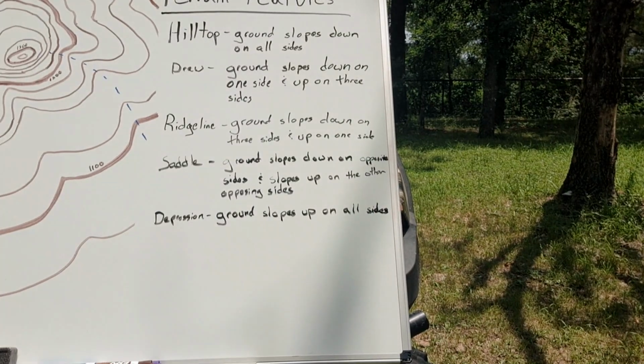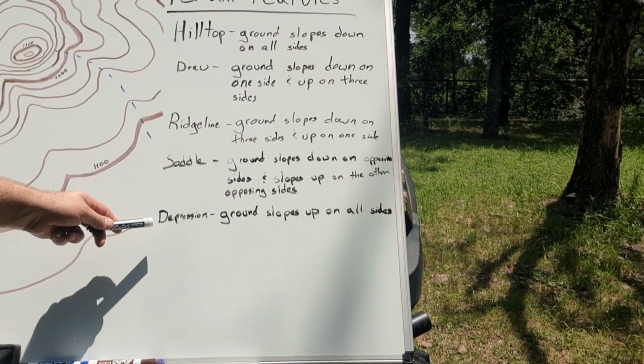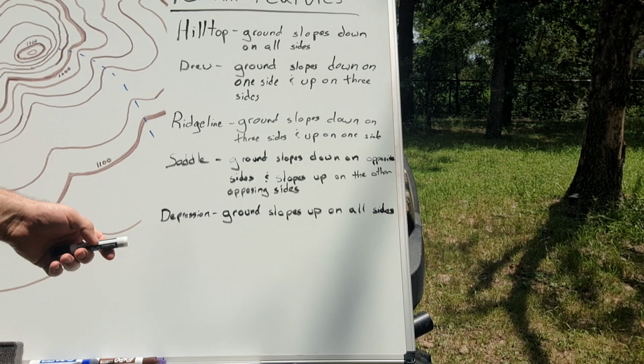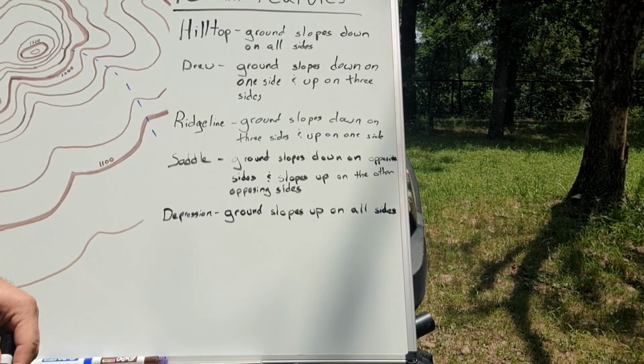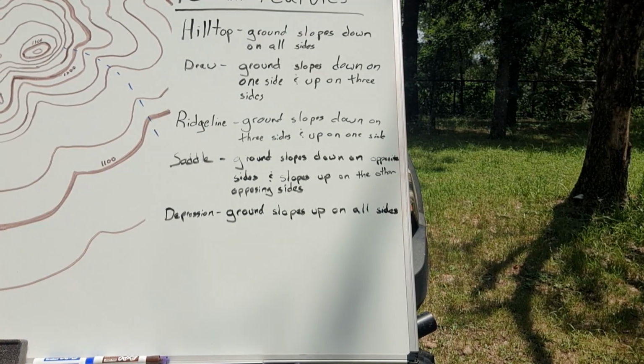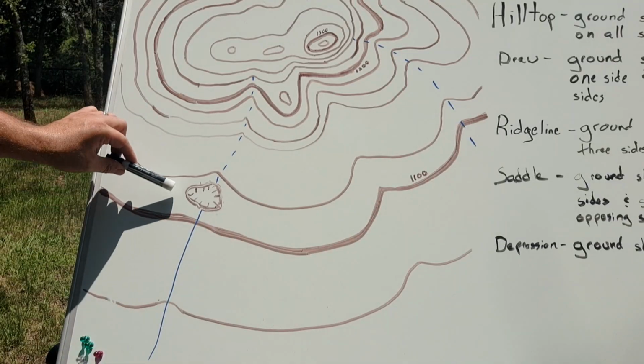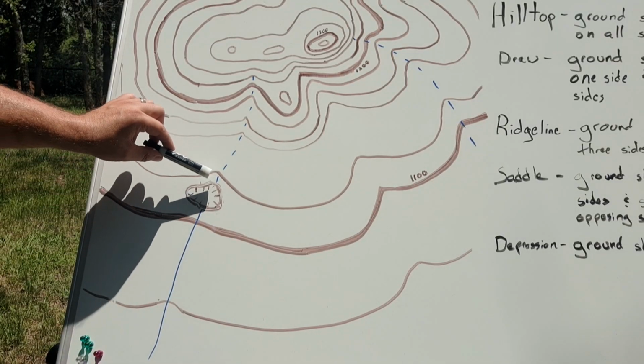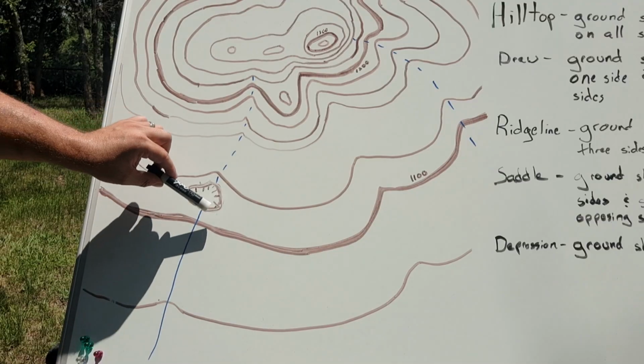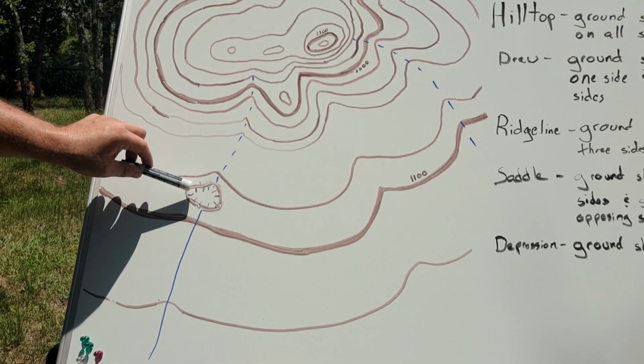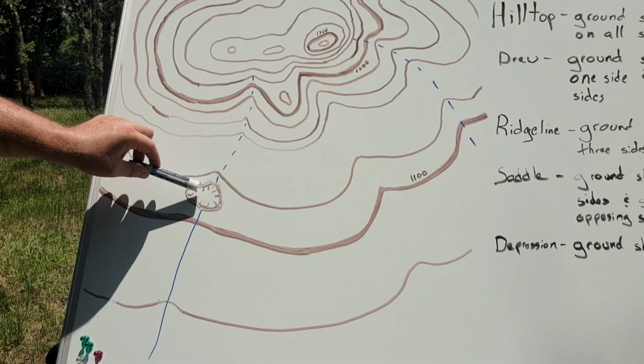All right, the last terrain feature we're going to talk about today is a depression, and that's the opposite of a hill. So if you're at the bottom of a depression, you're going to have ground sloping up on all sides. So your depression, same thing as a hilltop, is going to be an enclosed circle, and the difference is you're going to have these little dash marks.